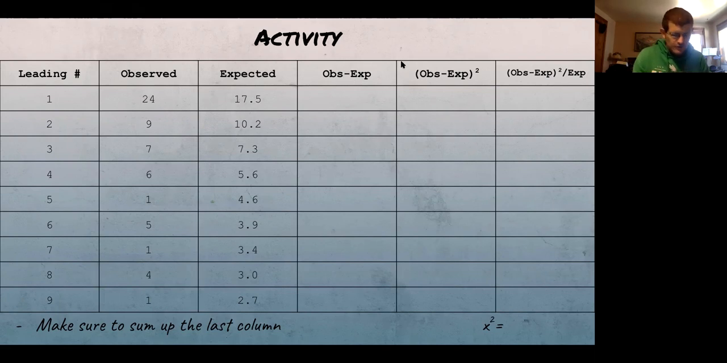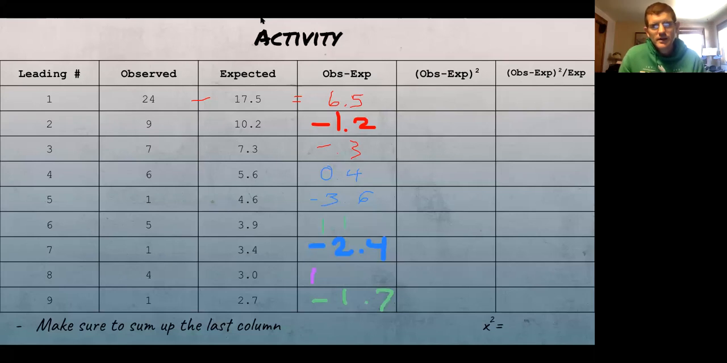I'll only do the first one: 24 minus 17.5 equals 6.5. Now I want people to randomly pick one of these rows, and you can do the calculations the entire way through, but just do observed minus expected for now. Okay, so we got the observed minus the expected. This is telling us how far off we are from what we expected to get. That's straightforward, right?